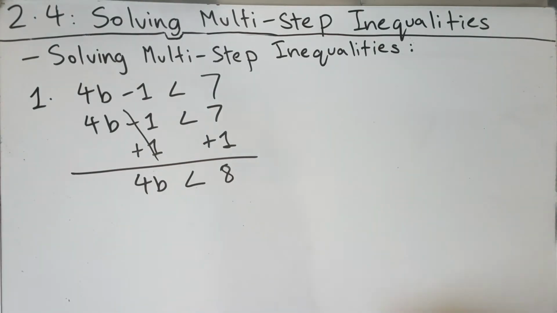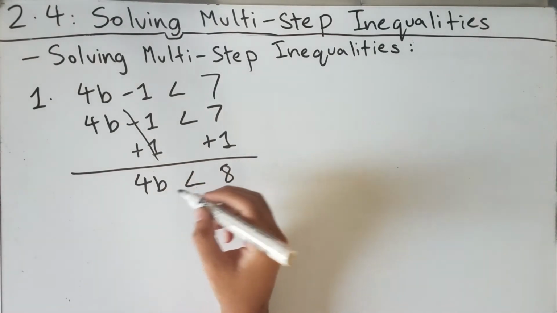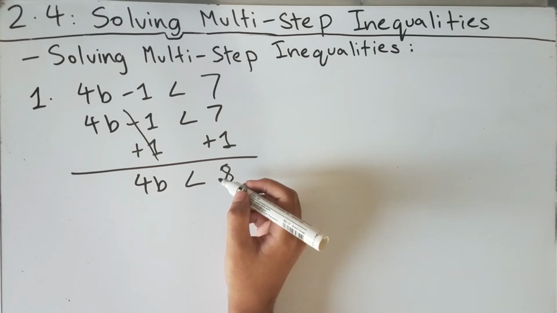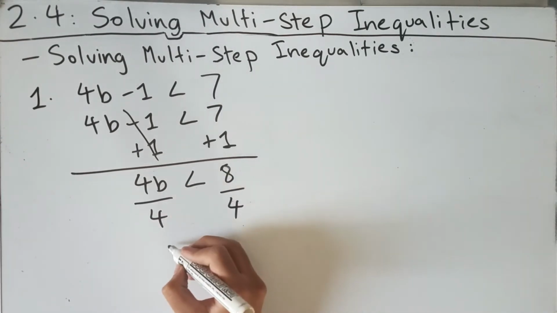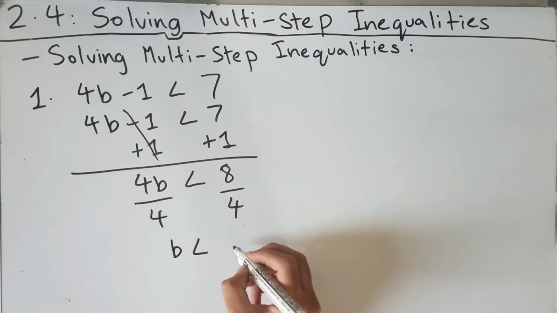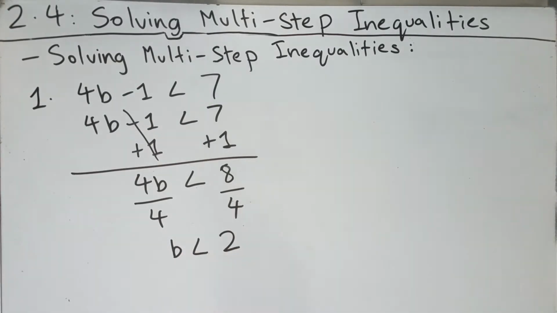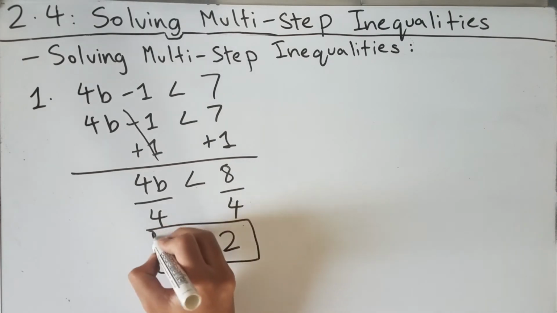Now I can divide each side of the inequality by 4 using the property of division of inequalities, and we get 4b over 4 is less than 8 over 4, which gives us b is less than 8 over 4, which simplifies to b is less than 2. So b is less than 2 is the answer to this inequality.